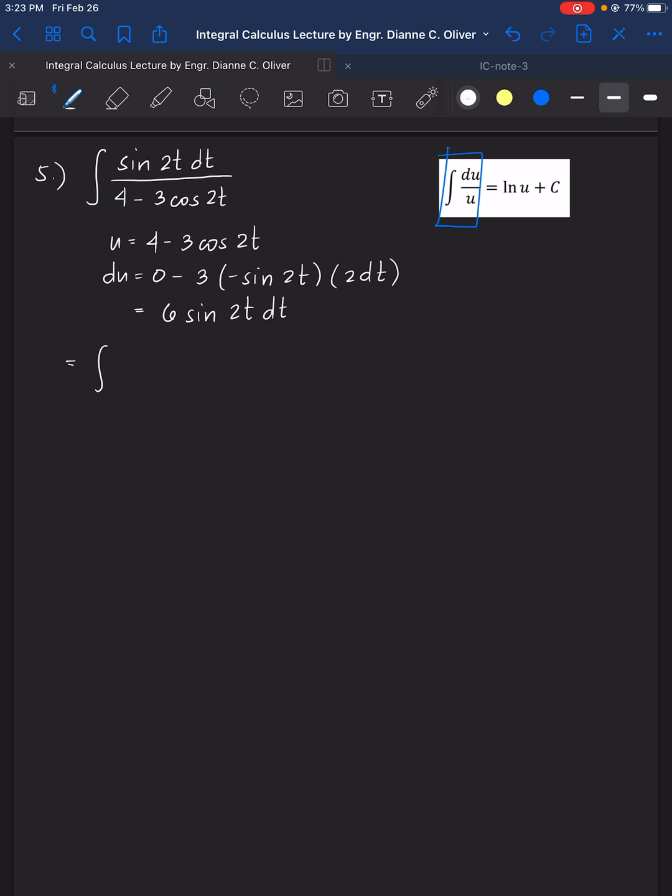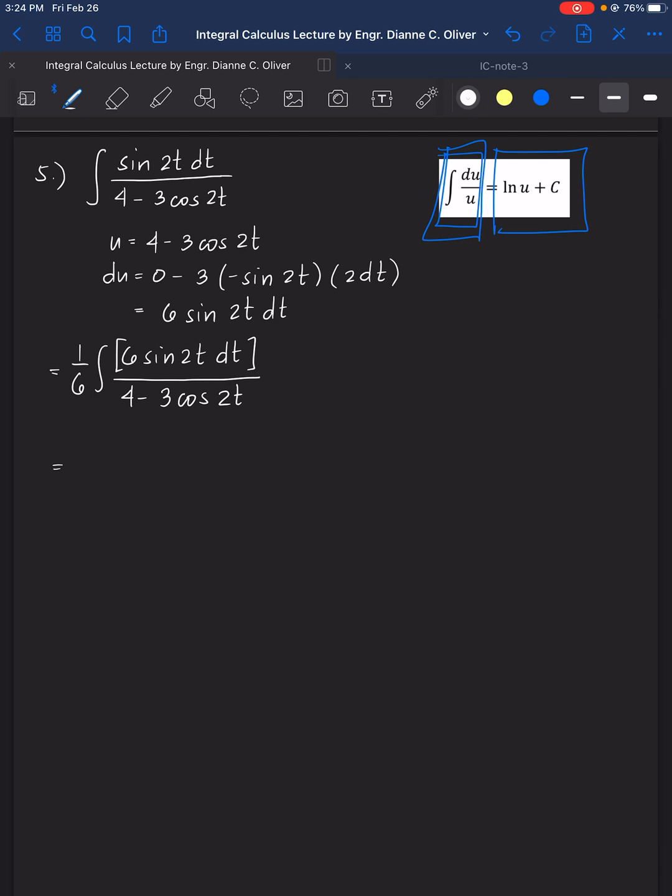So we have here the integral of du, which is 6 sine 2t dt, over u, which is 4 minus 3 cosine 2t. And since there's no 6 in the given, we will balance this by putting 1 over 6 before the integral sign so that we can cancel out the 6 and go back to the given. Since we were able to satisfy this pattern, we will now proceed to the pattern for the answer, which is ln of u plus c.